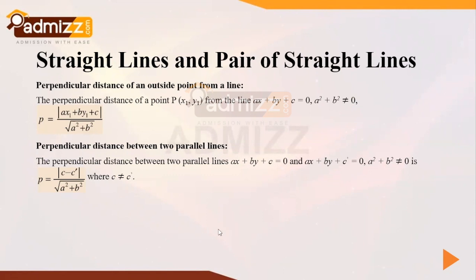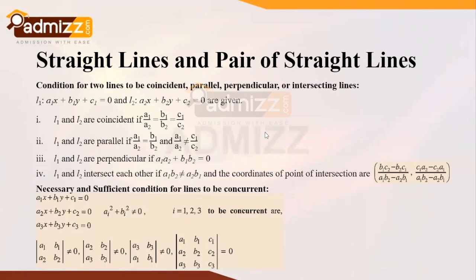Moving ahead with the next part, that is the condition for two lines to be coincident, parallel, perpendicular, or intersecting. So based on these conditions, we are able to conclude whether the given lines are coincident, parallel, perpendicular, or intersecting each other. Okay, so what are these conditions? Let's have a look one by one.